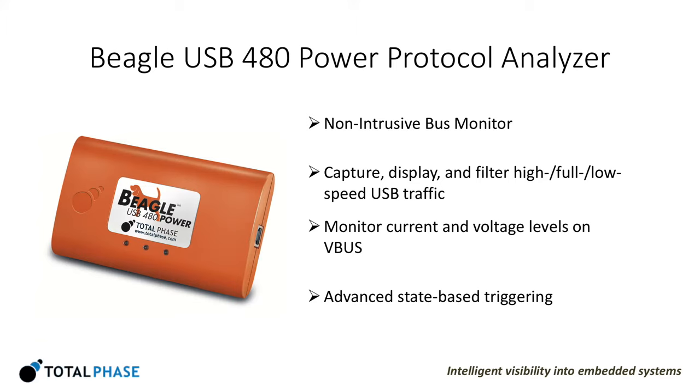The Beagle USB 480 Power Protocol Analyzer is a non-intrusive bus monitor that can capture, display, and filter high, full, and low-speed traffic in true real-time. It also monitors current and voltage levels on VBUS and has options for advanced state-based triggering.